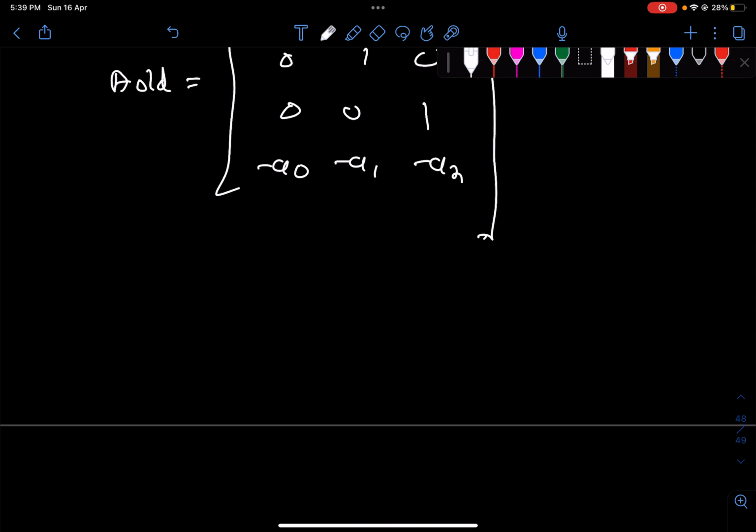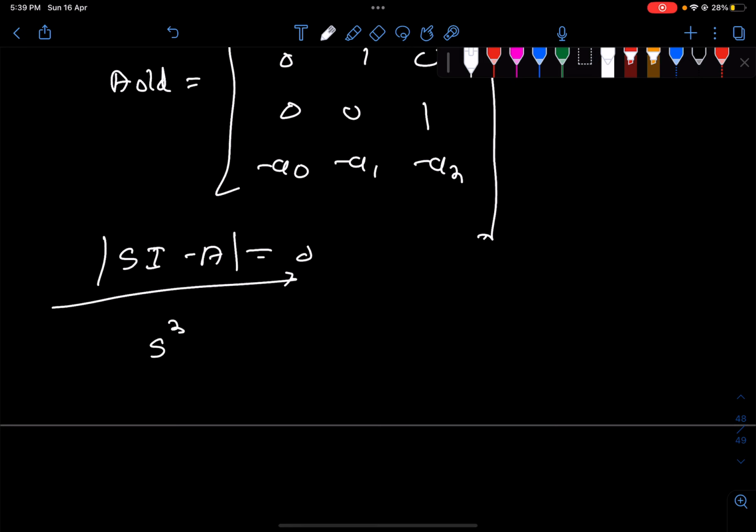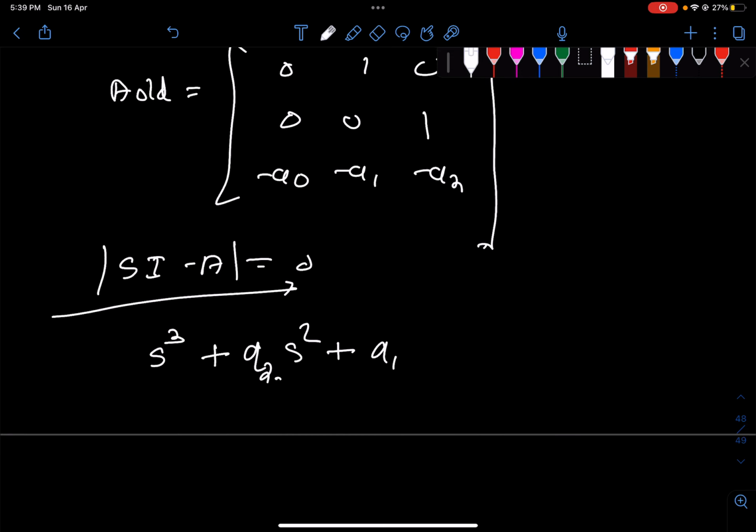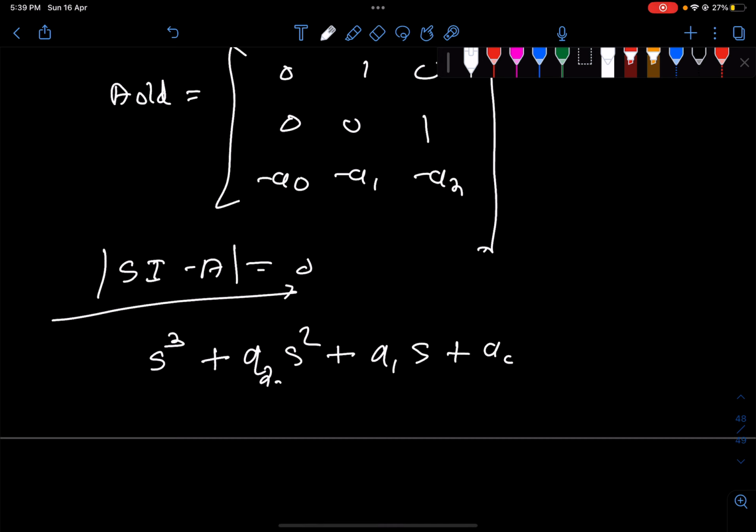So what is our characteristic equation from A? That is the determinant of sI minus A equal to 0. Or you can just write it down very easily. You start from s cube plus A2 s square plus A1 s plus A0 equal to 0. This is our characteristic equation, right?